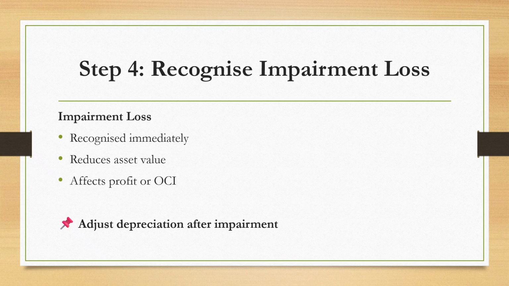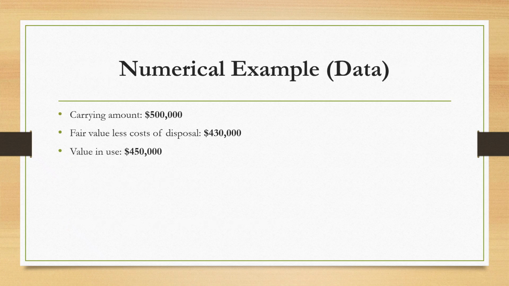When impairment exists, the loss is recognized immediately. It reduces the asset's carrying amount and affects profit or other comprehensive income depending upon the asset. Depreciation must then be recalculated using the new carrying amount. Let's apply everything using a simple example.